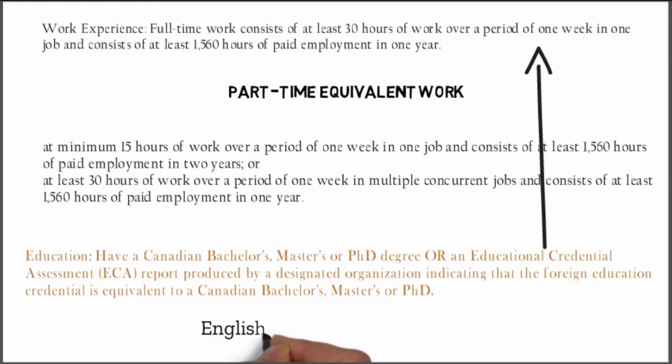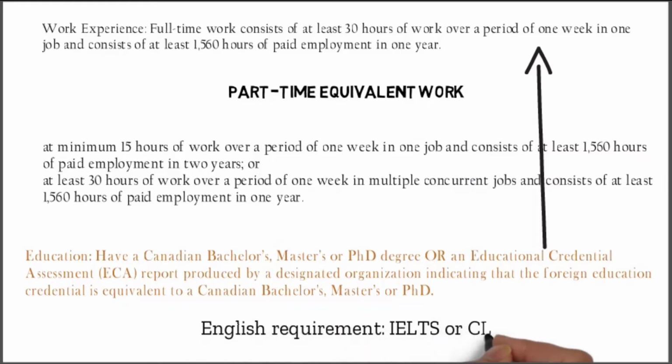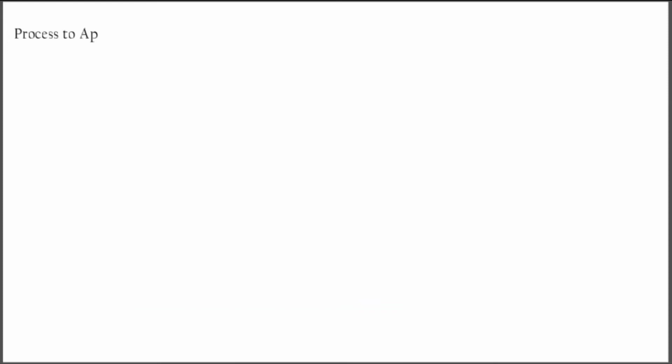So if we talk about the language requirement, you need IELTS, CLB 7 bands. So what is the process to apply for this program? Step 1, satisfy the eligibility criteria, which I told you before, Federal Skilled Workers class or Canadian Experience class.